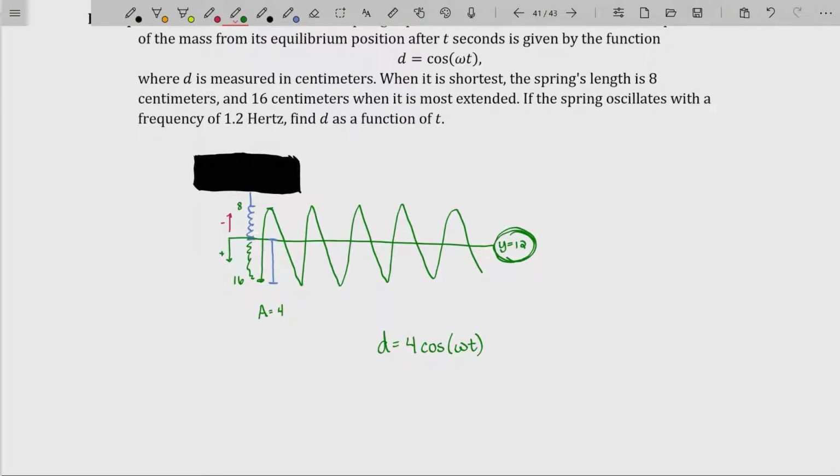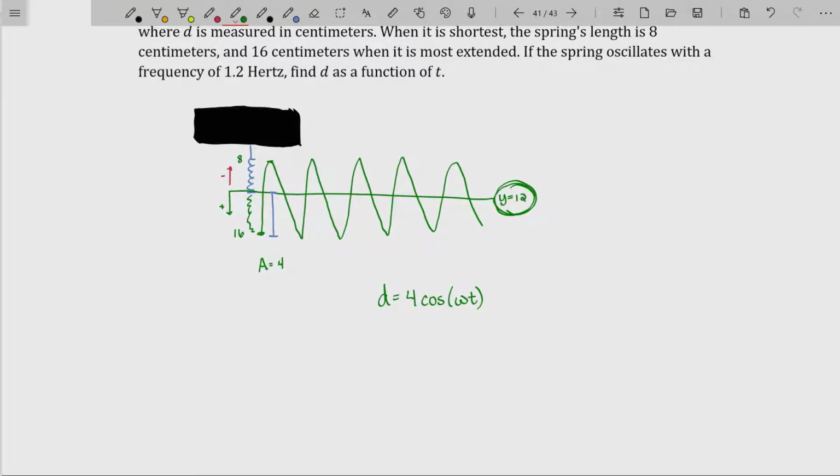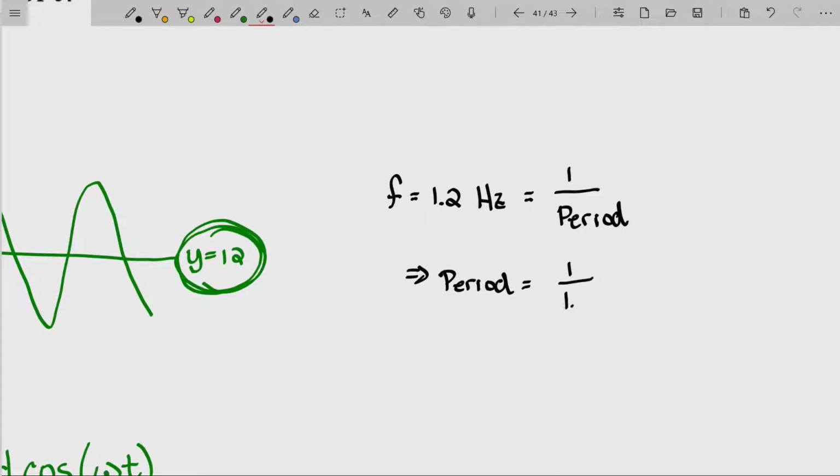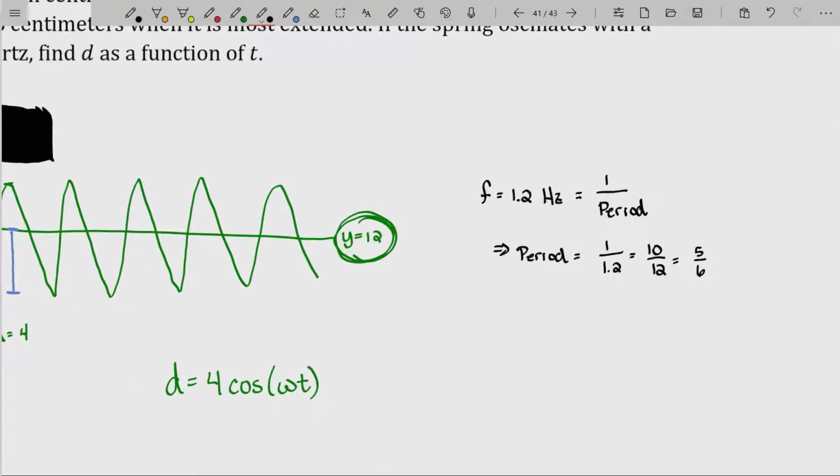And they tell us the frequency is 1.2 hertz. Let me write that down over here. The frequency equals 1.2 hertz. Now remember, the frequency is 1 over the period. So it's the reciprocal of the period. So that implies that the period of our cosine function should be 1 over 1.2, which is, if you multiply top and bottom by 10, 10 twelfths, which reduces down, divide by 2, to 5/6. It's just much easier to write it that way, I think. So our period is 5/6.